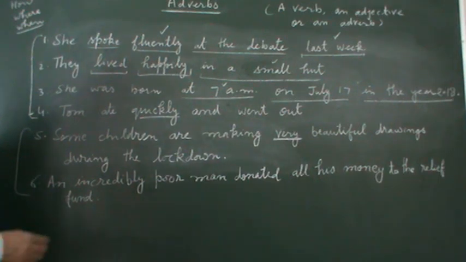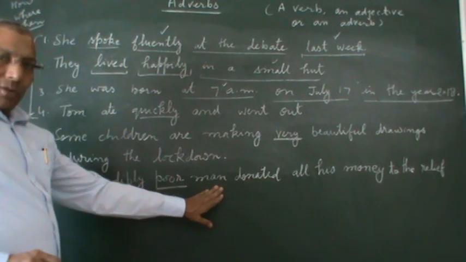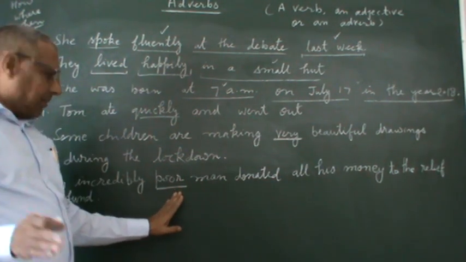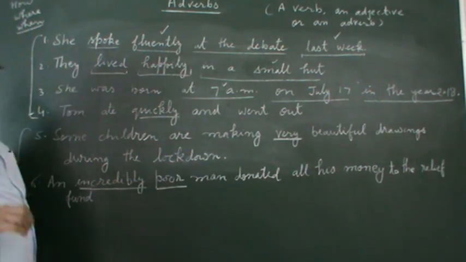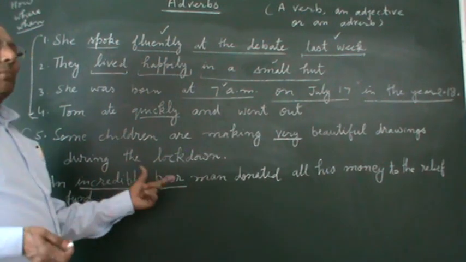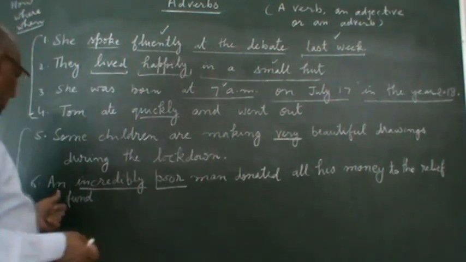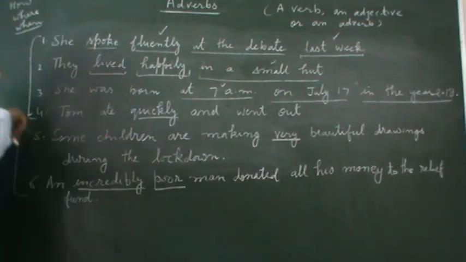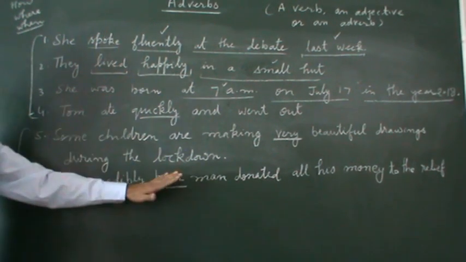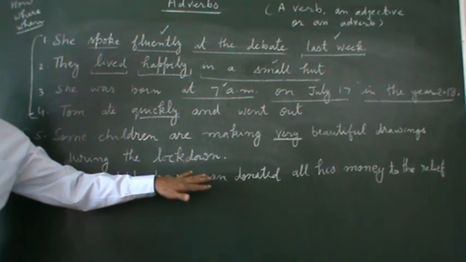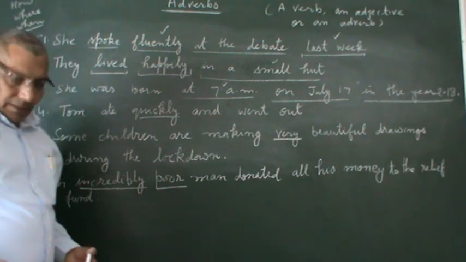Next one. An incredibly poor man. Man is a noun. Poor man, poor is an adjective. And incredibly poor. So this incredibly is an adverb. Incredibly poor means very poor. The man donated all his money to the relief fund. So in these two sentences, an adverb is modifying an adjective. Is it okay?